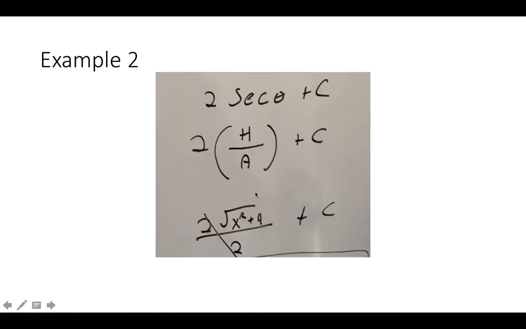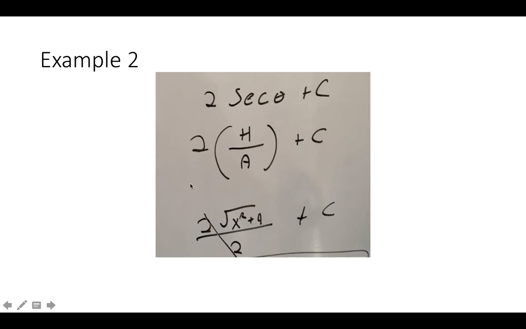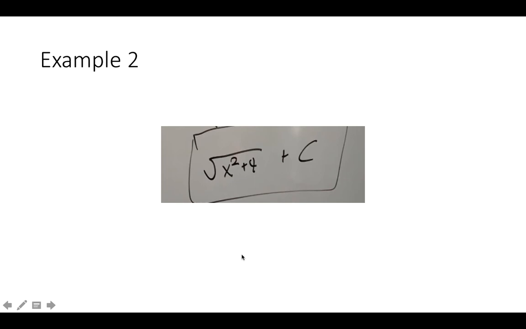So you need to know from pre-calculus that secant theta is the reciprocal of cosine. So it's going to be hypotenuse divided by adjacent. So if we go back, our hypotenuse is the square root of x squared plus 4, and our adjacent is 2. So we input our information in here, and we're left with 2 times the square root of x squared plus 4 divided by 2, plus c. These two will cancel out, and it will give us the final answer: the square root of x squared plus 4, plus c.